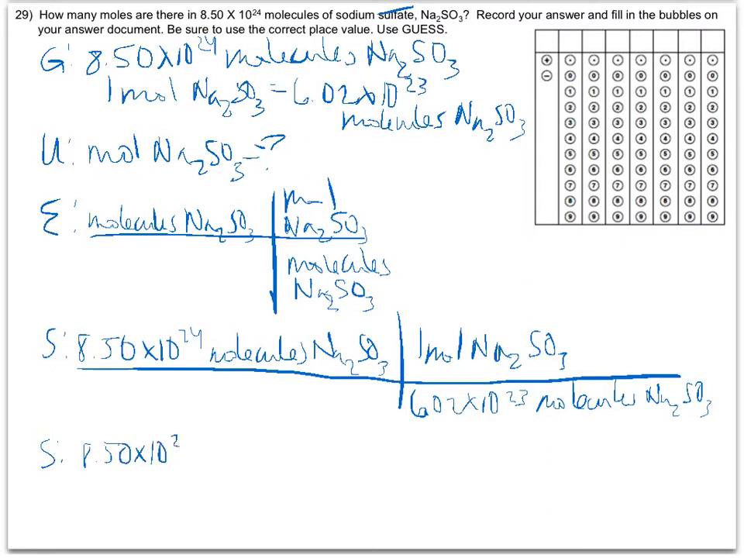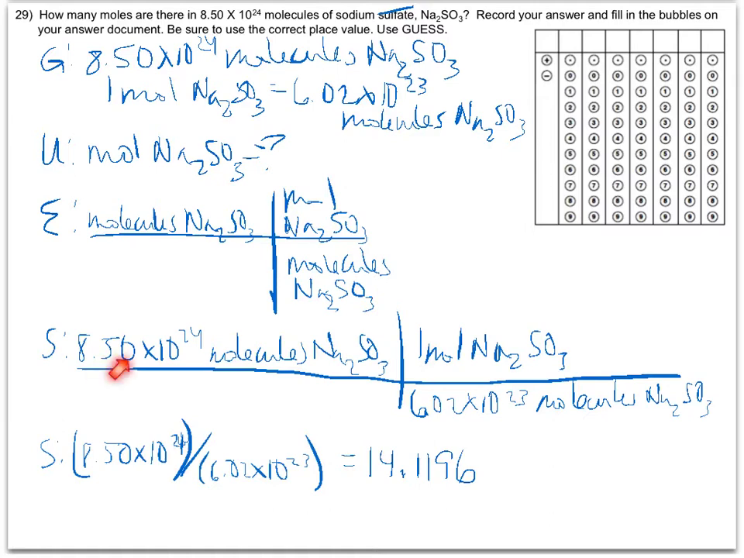Times 10 to the 24th. Remember parentheses. 6.02 times 10 to the 23rd. Dividing those two numbers. You get 14.1196. Okay, so the last step is to look at our significant digits.